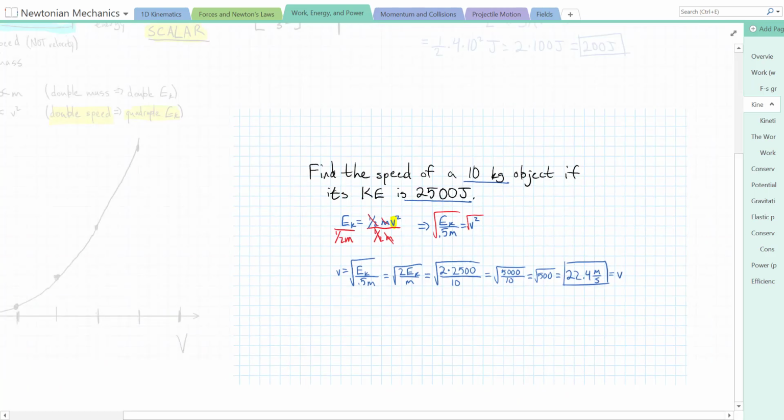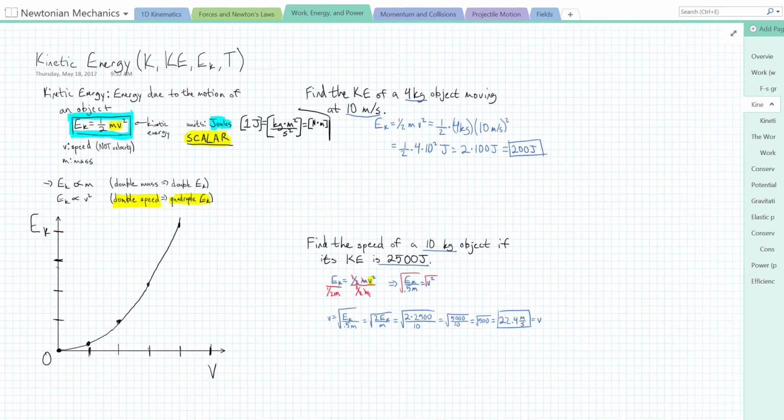That's all for kinetic energy. Proportional to speed squared, KE equals 1/2 mv squared.